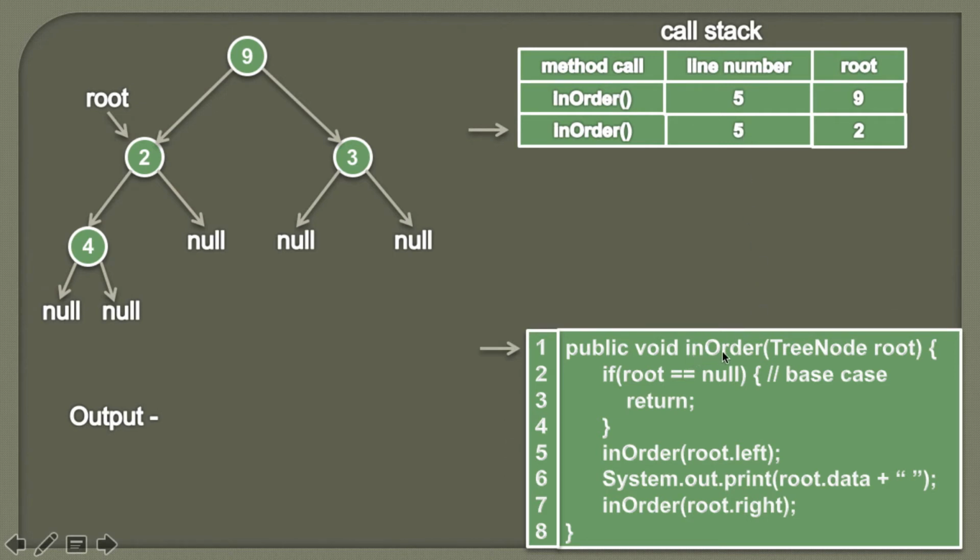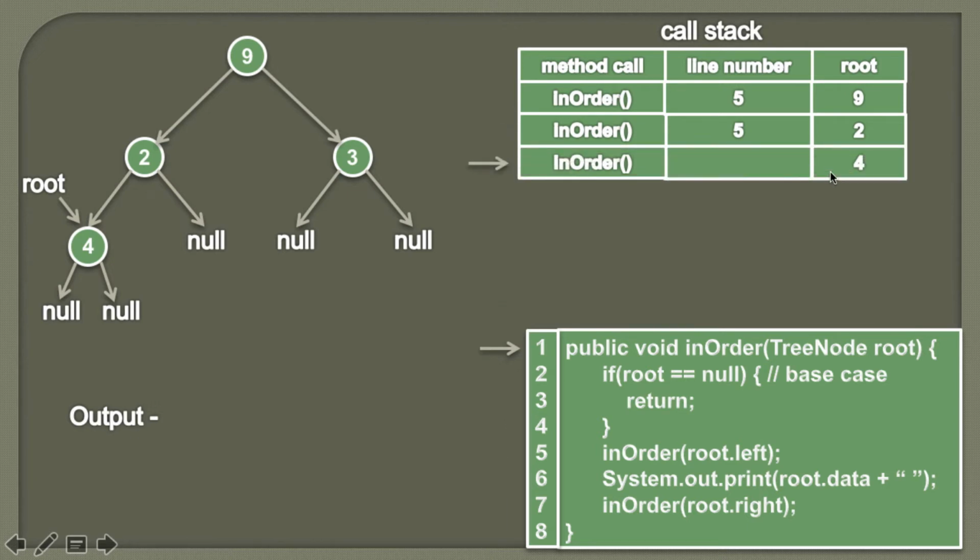So now the inOrder method will start executing with the root as 4. Currently root is pointing to the node 2, so now it will point to node 4. And here you can see there would be one more method coming on the stack. Now this inOrder method will start executing with the root as 4. Moving ahead, we'll check whether root is equal to null or not. Currently root is pointing to the node 4, therefore it's not null.